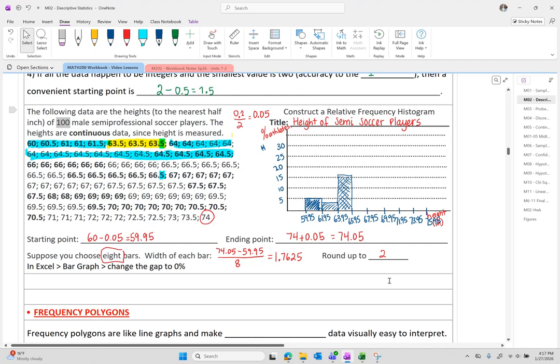So let's pause here and let's try to see if you can generate this by hand. Then we will see how it can be done in Excel.